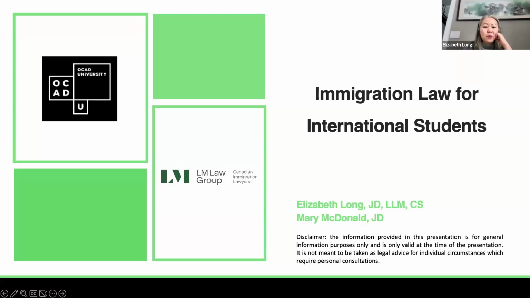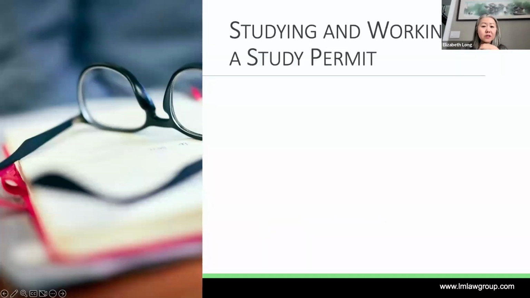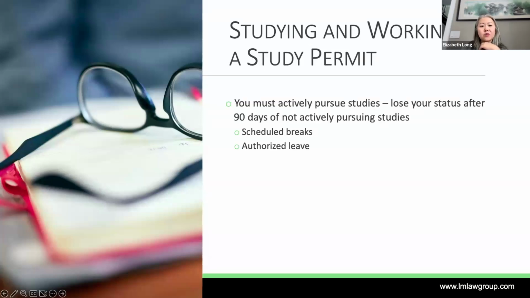Okay, so what do you need to know? First thing we're going to talk about is temporary residence. Temporary residence is where you have your study permit or your work permit or visitor status in Canada. And the first thing we wanted to cover is what do you need to do in order to keep your status when you have your study permit. So the law is that you have to actively pursue your studies. Otherwise, you lose your status after 90 days of not actively pursuing your studies.